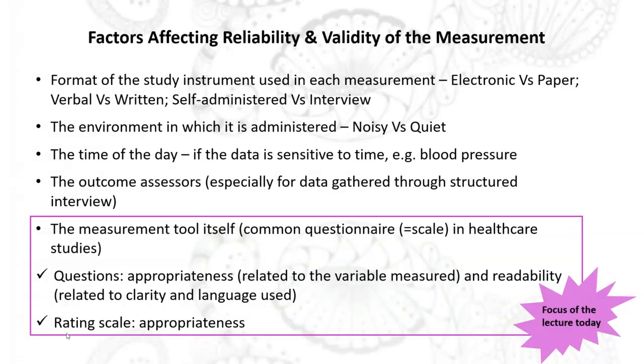Last time I showed you different rating scales. Do you remember that? Some for children, some for elderly, some for adults. So depending on the cognitive level and also the developmental stage of your participants, you need to check whether the rating scales provided in the scale are appropriate to your subjects.